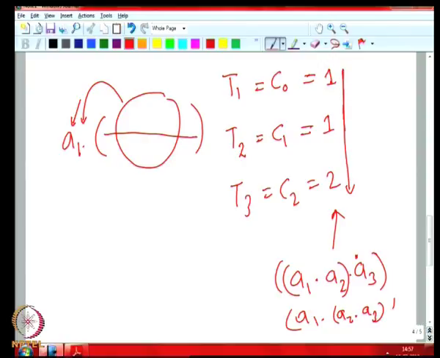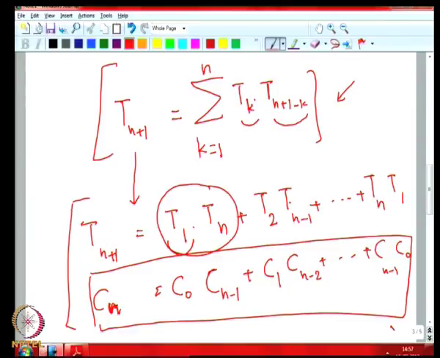Therefore this follows exactly the same initial conditions as the Catalan numbers, just that we have to define T(n+1) equal to Cn, and the recurrence relation is the same. Therefore we get the nth Catalan number as the answer to the number of multiplication schemes possible for multiplying A1 to A(n+1).